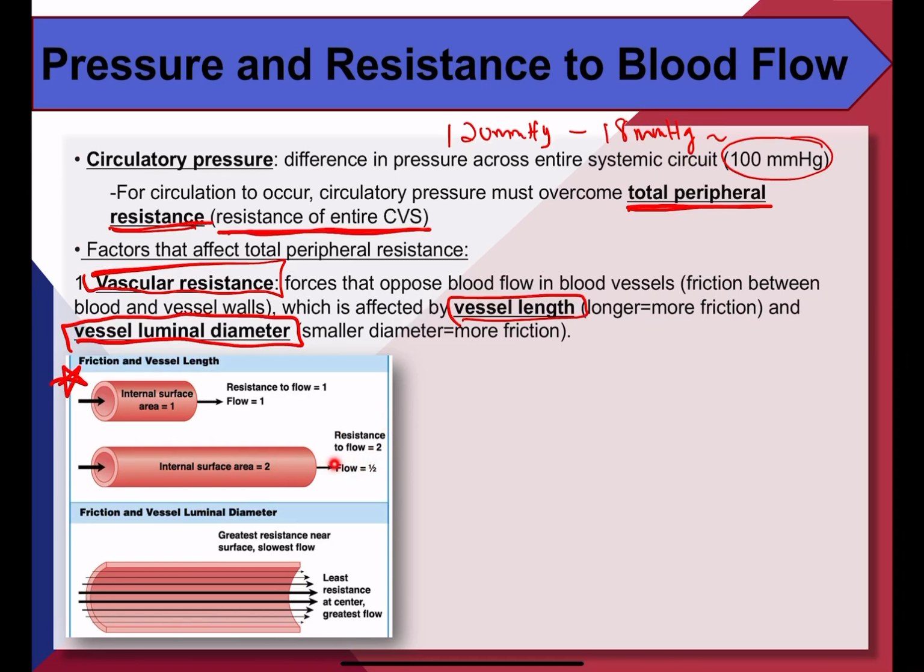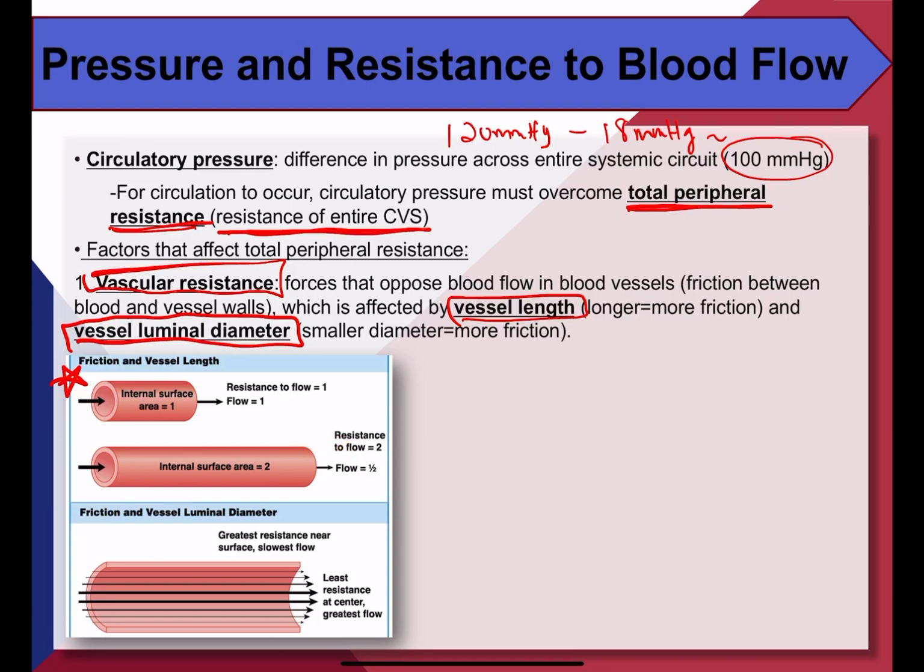Because remember that we talked about how the more friction there is within the blood vessel, the more resistance there will be. Okay, and because this is a longer blood vessel, the blood coming through has to hit more surface area compared to here, and hence that's why you have a higher resistance when you have a longer blood vessel. And it is a directly proportional relationship here.